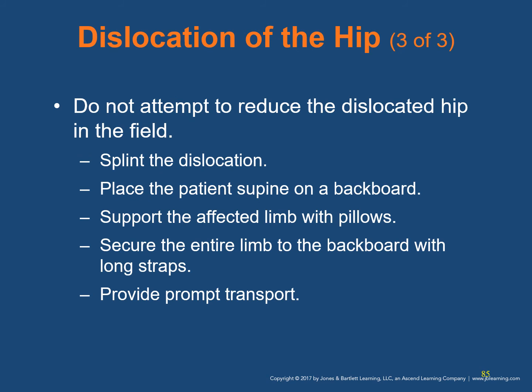As with any other extremity injury, do not attempt to reduce the dislocated hip in the field unless medical control directs you to do so. Splint the dislocation in the position of the deformity. Place the patient supine on a long backboard. Support the affected limb with pillows and rolled blankets. Secure the entire limb to the backboard with long straps. Provide prompt transport.